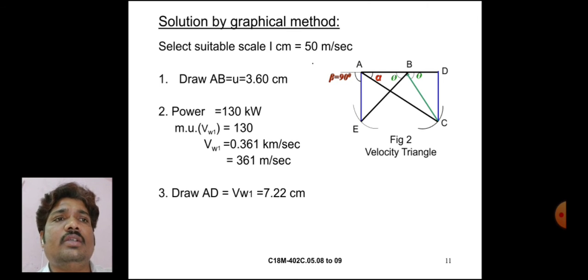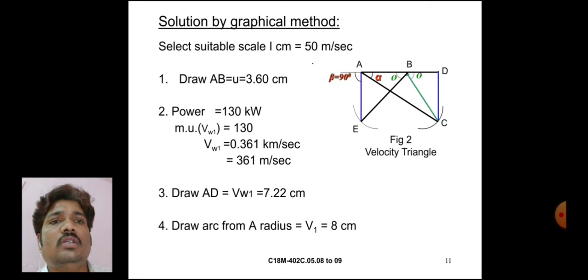Draw AD as shown in this figure. Draw AD, VW1 is equal to 7.22 centimeter. VW1 means steam inlet whirl velocity. Draw an arc from a radius V1. V1 is the steam inlet velocity, 8 centimeter. Draw an arc with radius V1 equal to 8 centimeter.